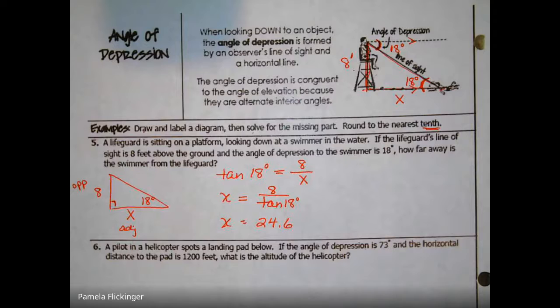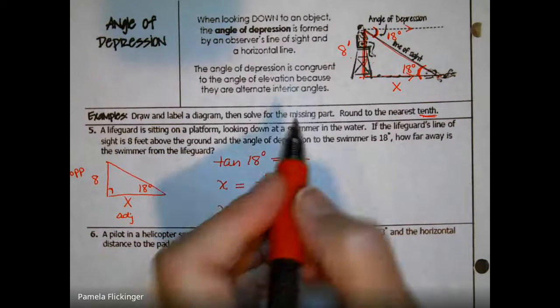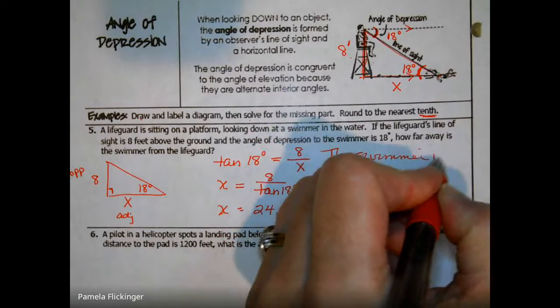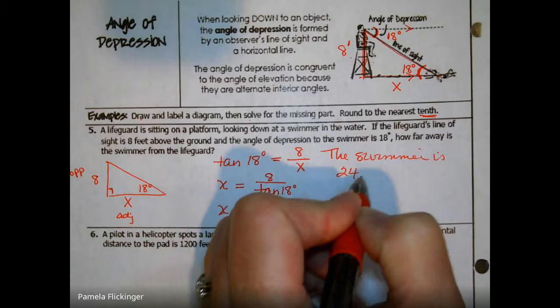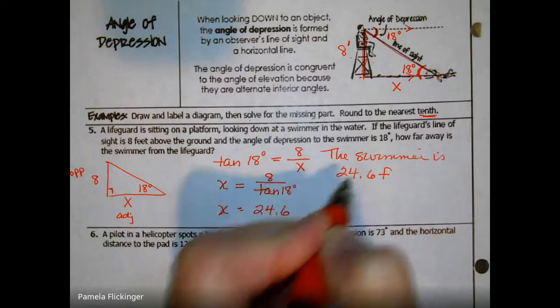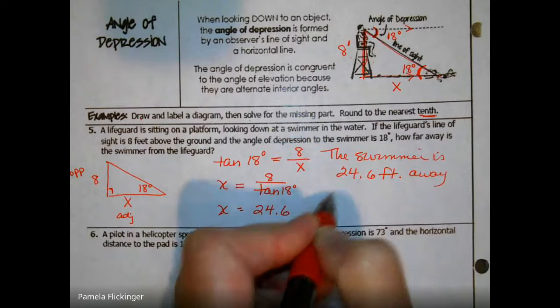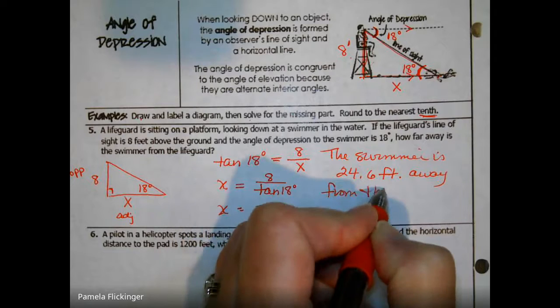So our sentence: how far away is the swimmer from the lifeguard? The swimmer is 24.6 feet away from the lifeguard.